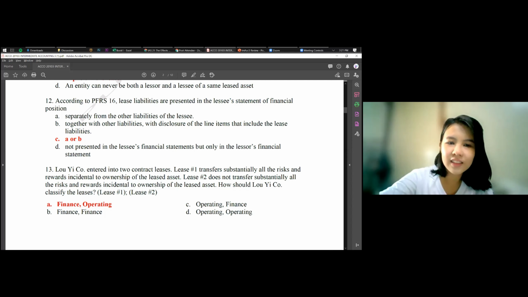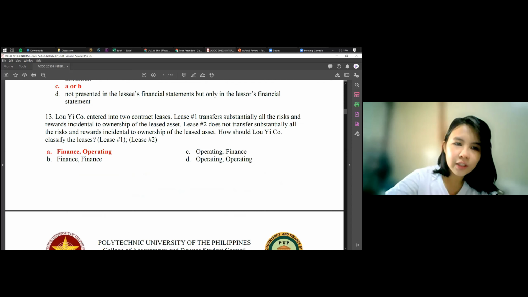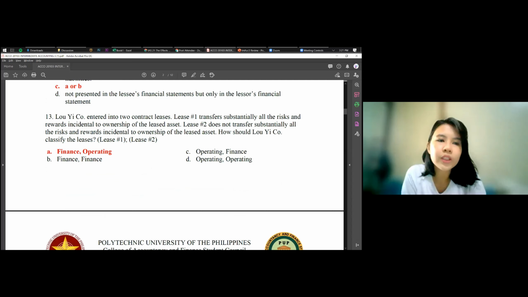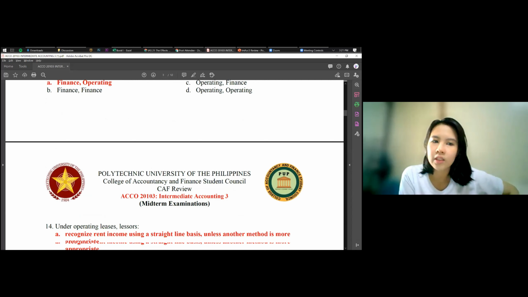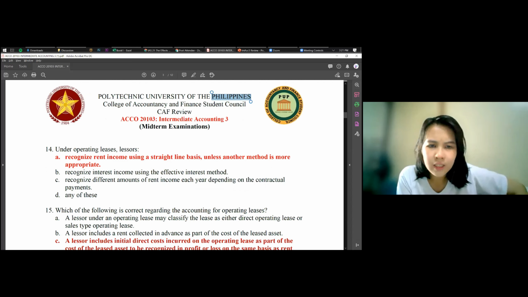Okay, number 14. Under operating lease, lessors, A, recognize rent income using straight line basis unless another method is more appropriate. So I think that's correct. It's expressly stated. B, recognize interest income using effective interest method. I don't think so because this is a finance lease under direct financing lease, right? C, recognize different amounts of rent income each year depending on the contractual payments.